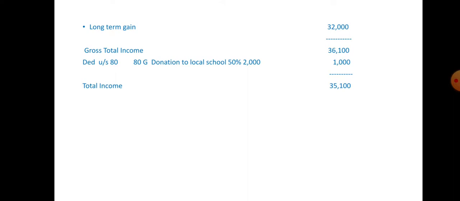They also asked to find the tax liability. So in the next coming problem, we will try to find the tax liability and the individual income of the partners.